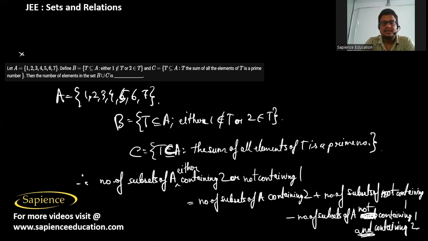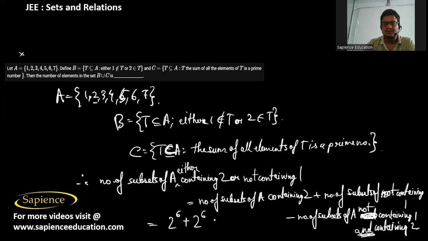Now the number of subsets of A containing 2: 2 I have to take, and other elements I may or may not take. So I have 6 out of 6 elements any of which I can take. I have got 6 options to choose. So the number of subsets of A containing 2 will be 2 power 6, plus the number of subsets of A not containing 1. So except 1 I can choose any of the other 6 elements from 2 to 7.